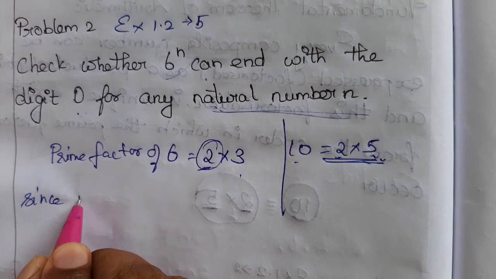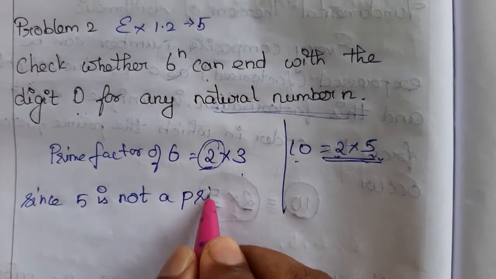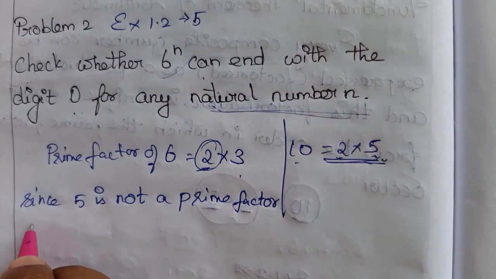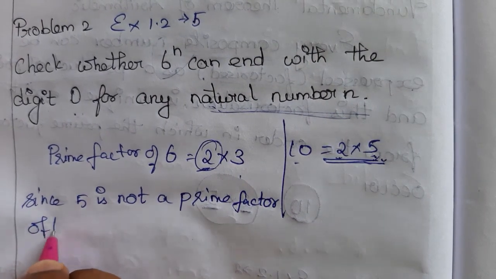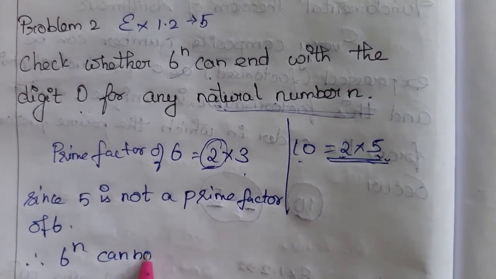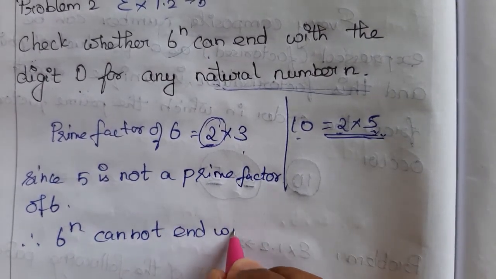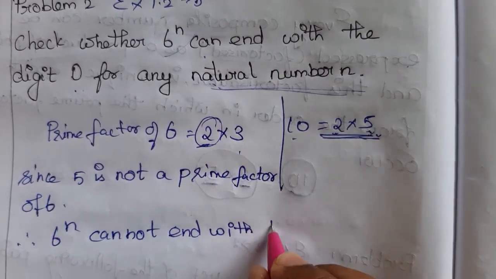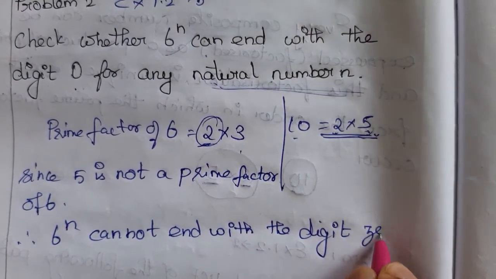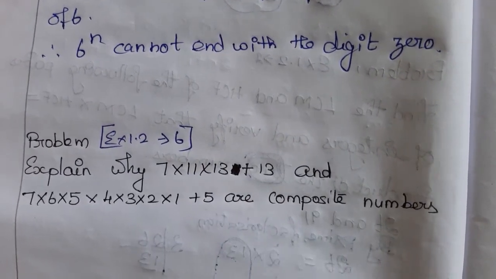Since 5 is not a prime factor of 6, therefore 6 power n cannot end with the digit 0, right? Here we go for the next problem.